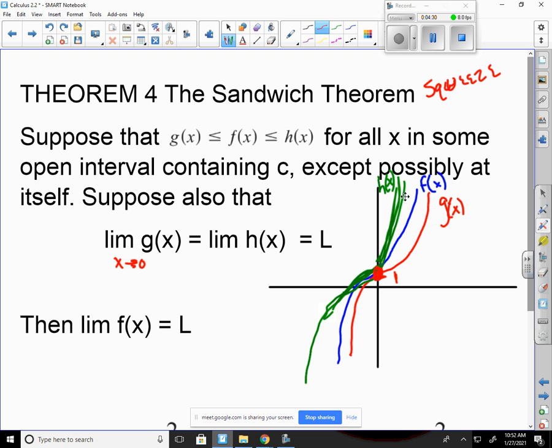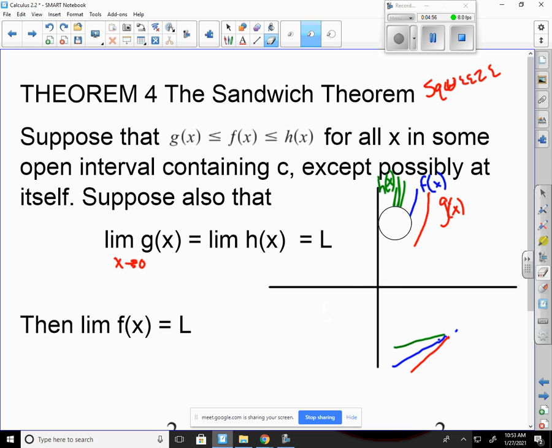It's called the squeeze theorem because both of these are approaching the same thing. So I have a red approaching some point, and my green is approaching some point, and I know my blue can't get outside of the red and green. So if red is going to some point and green is going to the same point, then the blue also has to be going to that same point. Guess that would have been an easier way to draw it from the very beginning.